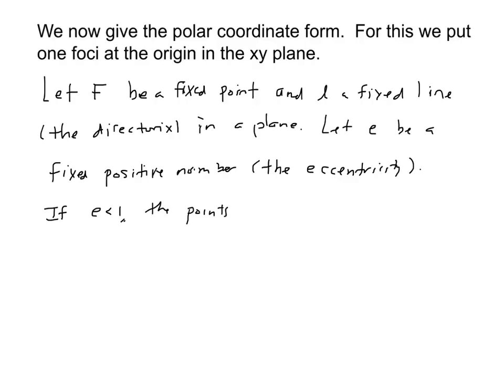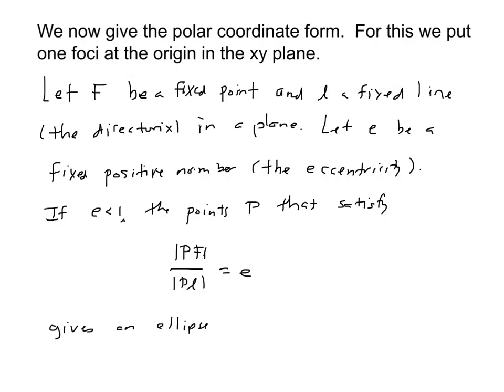And this is called the eccentricity of the ellipse. So the points on the ellipse are going to be given by the following equation. We want the distance from P to the foci divided by the distance from P to the line to be exactly equal to e, our eccentricity. And we'll see some pictures of what this looks like as well. So this gives us an ellipse.